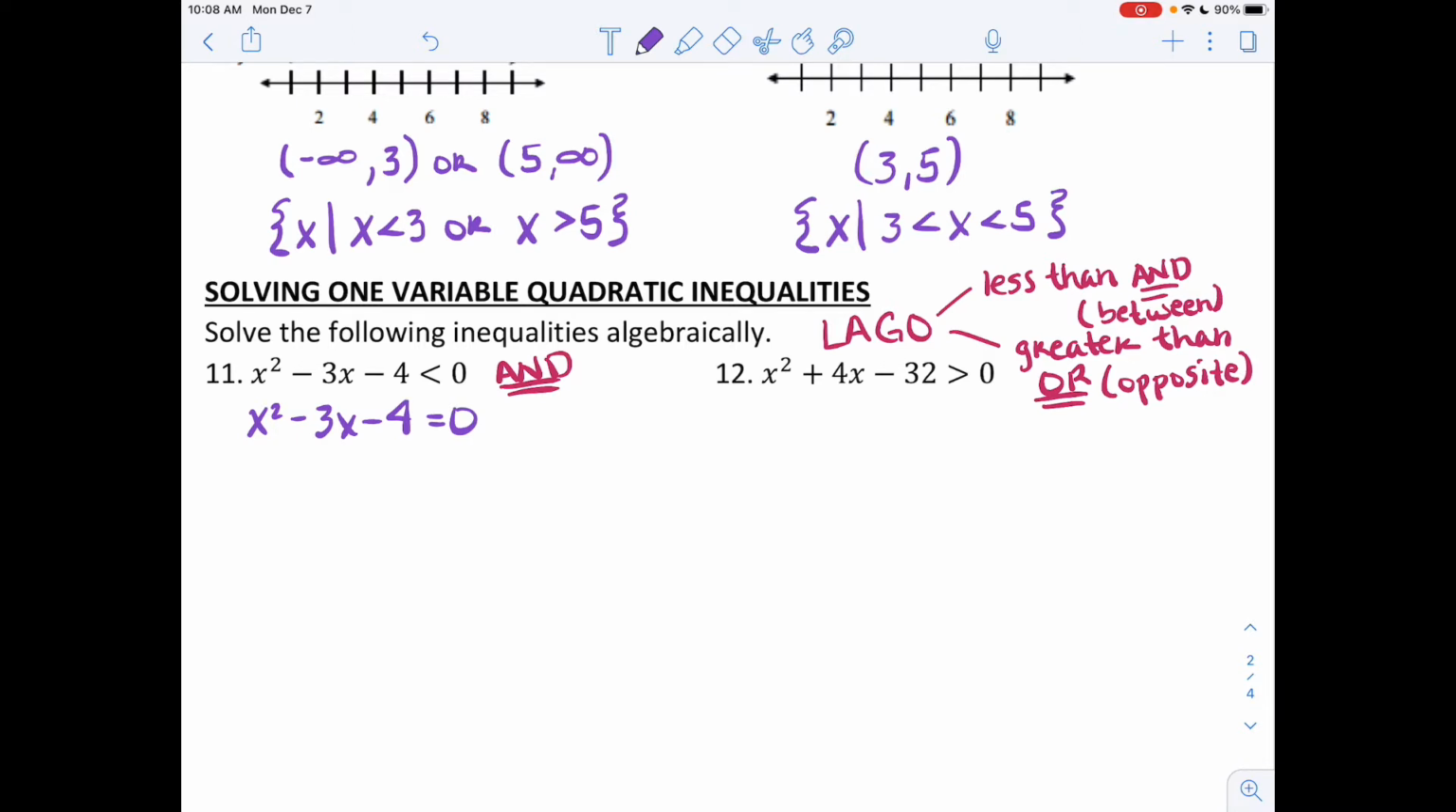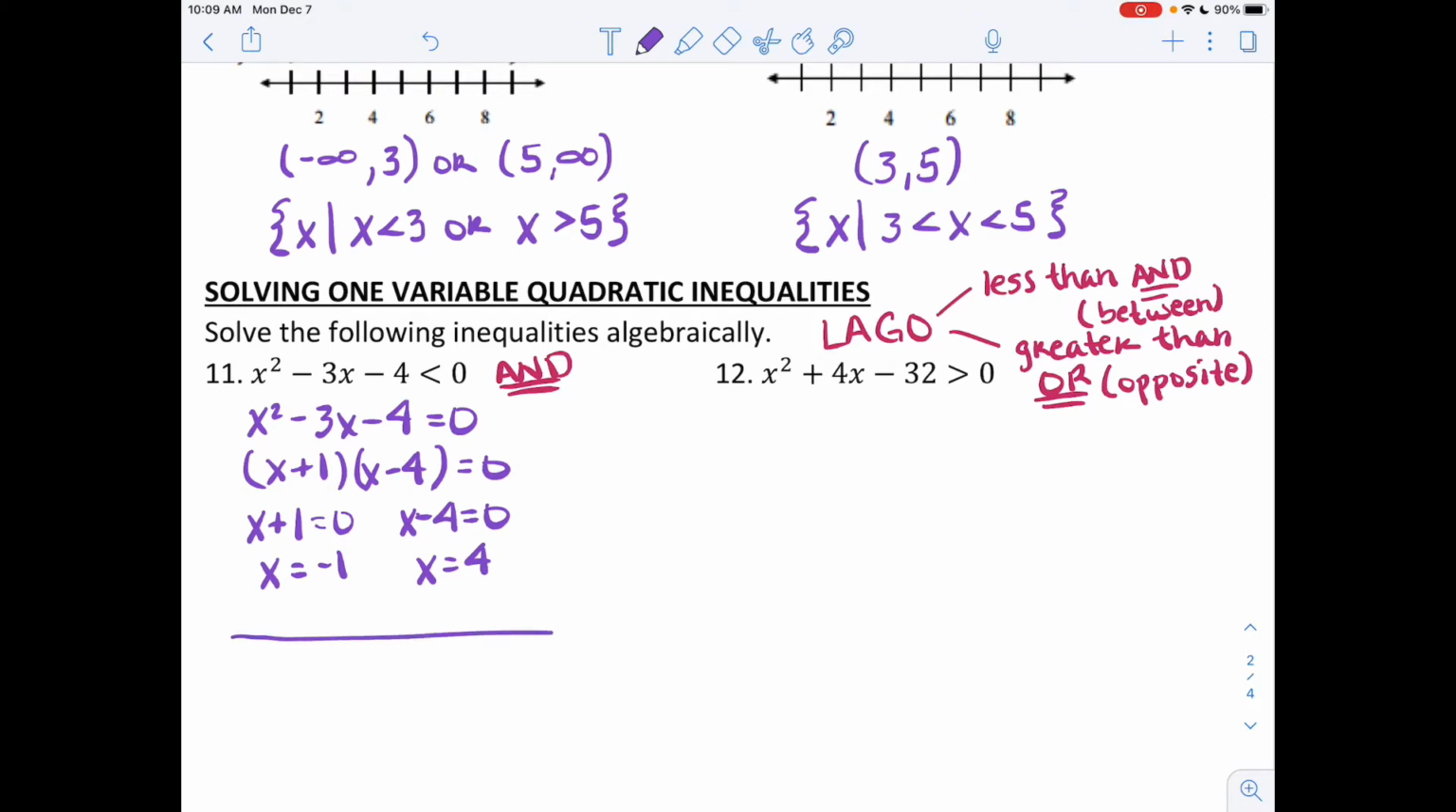Now we want to solve this. Well, I notice that I can solve this by factoring. This is really easy to factor. X is in the front, a plus 1 and a minus 4. Now I can use my zero product property and say that x plus 1 is equal to 0 or x minus 4 is equal to 0. And solving these two little equations, I get x is equal to negative 1 or x is equal to 4. These become the critical points on my graph.